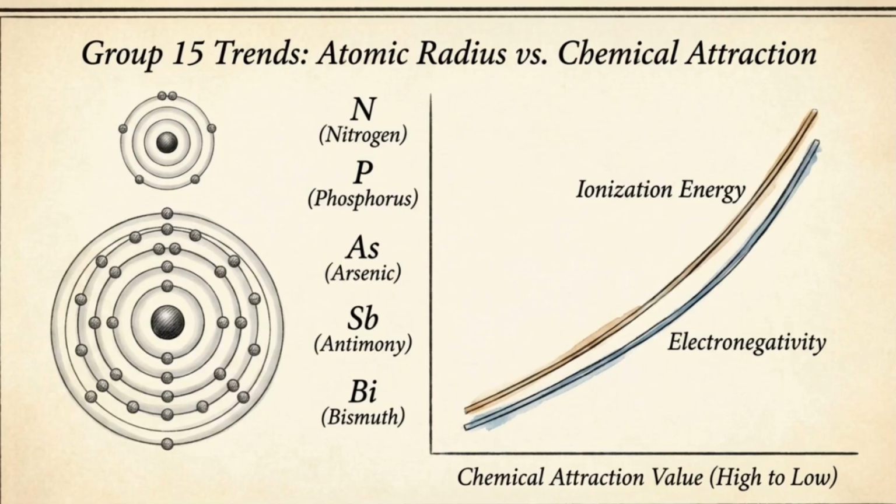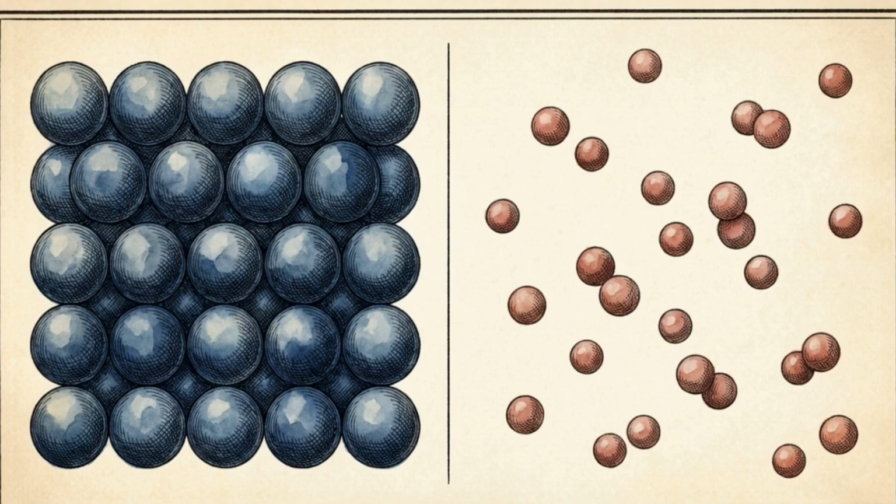This graph shows ionization energy plummeting as radius increases. The larger the atom, the easier it is to remove an electron. A second line for electronegativity shows a similar decay. The larger the atom, the less power it has to attract shared electrons. This swelling radius effectively neutralizes the atom's grip on its valence electrons, forcing a shift in how these elements behave as matter.